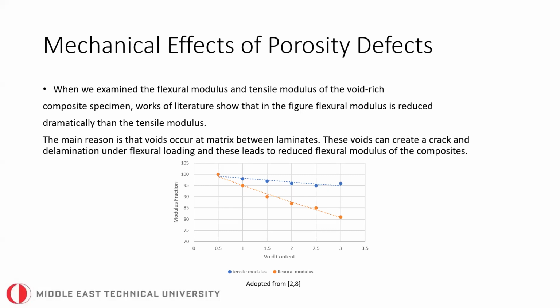The main reason is that voids, which are also known as porosities, occur in the matrix between laminates, and these voids can create cracks and delamination under flexural loading, and these delaminations and cracks lead to reduced flexural modulus of the composites.